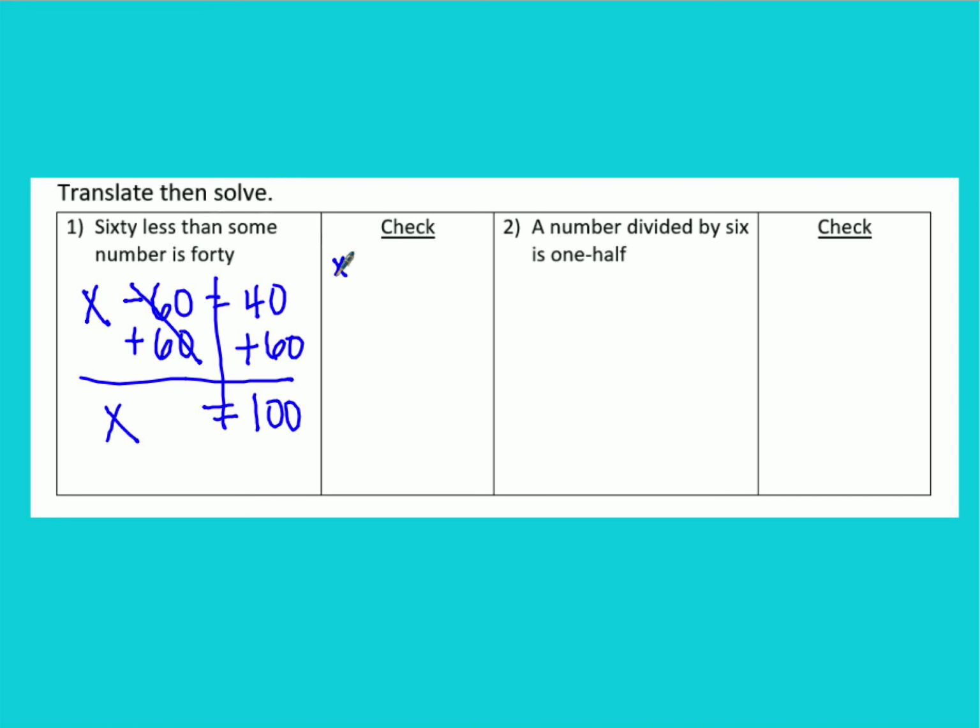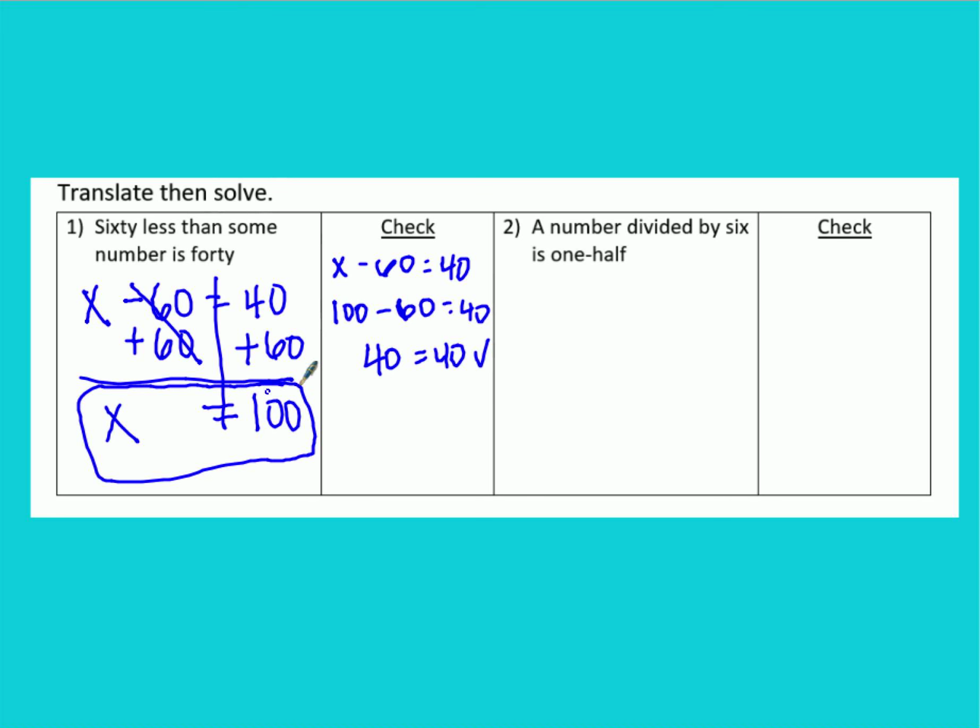Now if we check it, x minus 60 equals 40 was our original equation. I'm saying that 100 is equal to x, so I'm going to plug that in. And 100 minus 60 is 40, so 40 equals 40 is true, and x does equal 100, so that's a true statement.